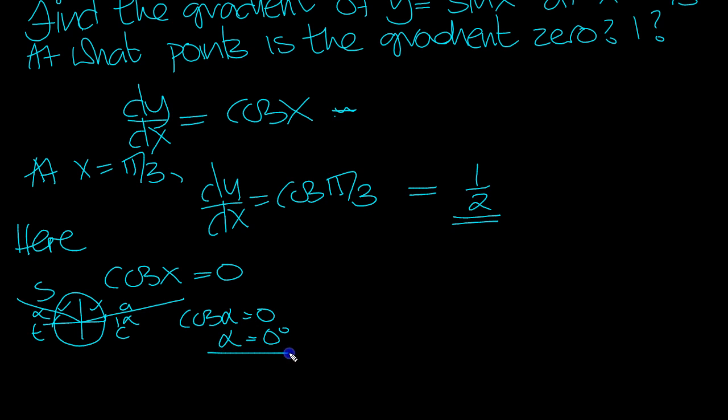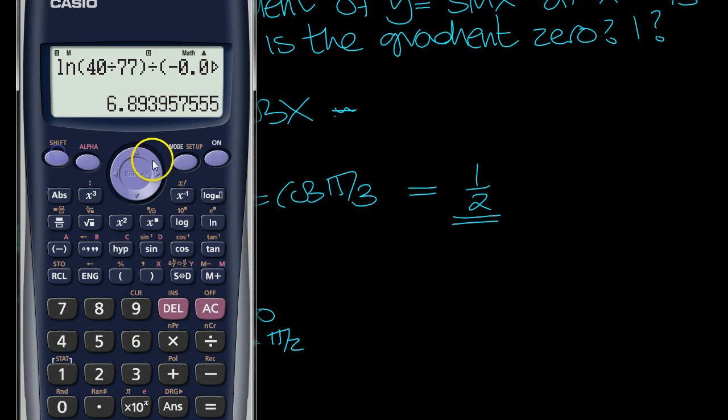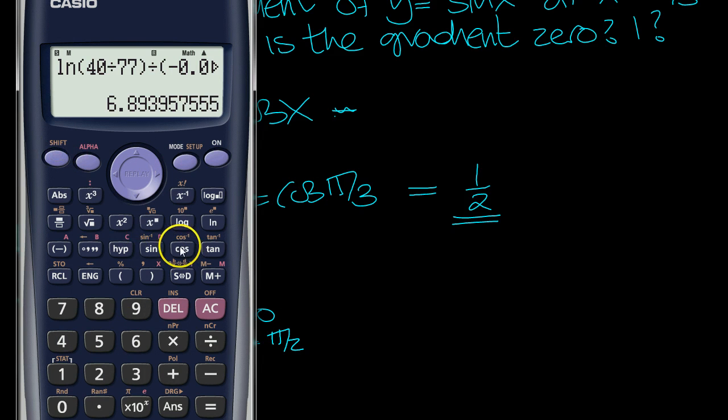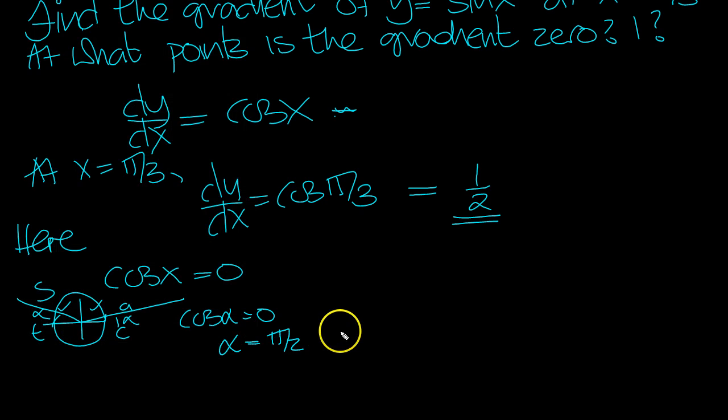Shift cos of 0? Oh, hang on. Oh no, it's not 0, is it? Cos of alpha is 0. Tap it in, you'll get 90 degrees or pi over 2. Let's go into radians, so it's shift cos 0, which is pi over 2, 90 degrees. So there's our solution, and these two lines meet here at pi over 2.